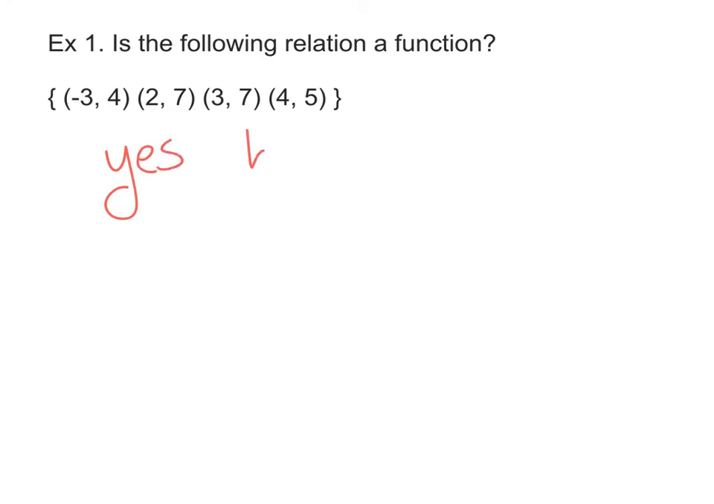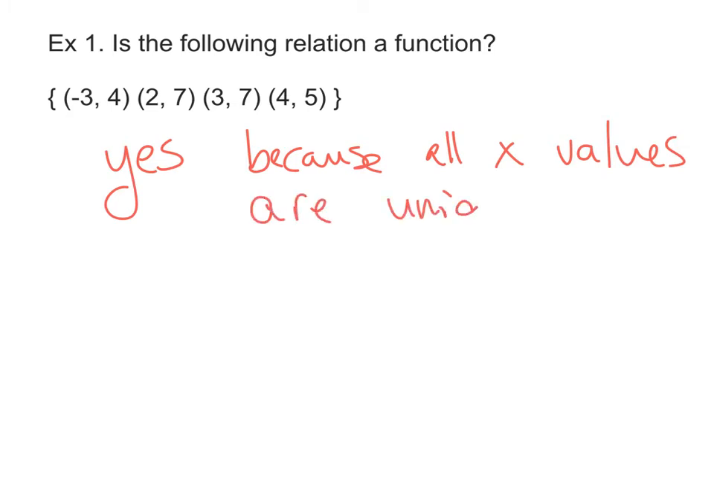And I could say because, and sometimes you'll have to say why, all x values are unique. If I graphed it, let's make sure we have a Q, not a, if I graphed it, I would see that anywhere that I drew a vertical line test, it would only cross through one point. It would never cross through more than one.